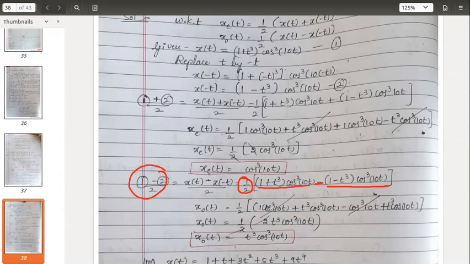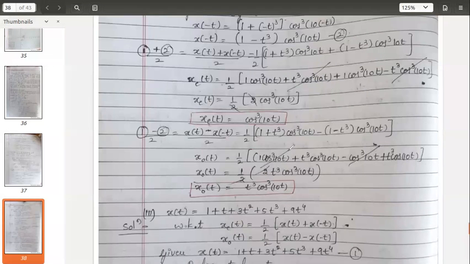First equation expanded: cos cube plus t cube cos cube, minus the expansion of the second: cos cube, and minus of minus, plus t cube cos cube. Okay, I forgot to put the t cube. So finally the cos cube term will cancel. You will be left with t cube plus t cube, 2 t cube cos cube t. So 2 gets cancelled. t cube cos cube t is the odd part.